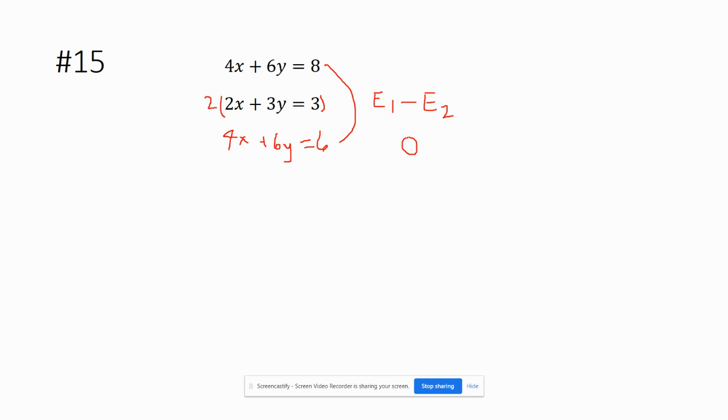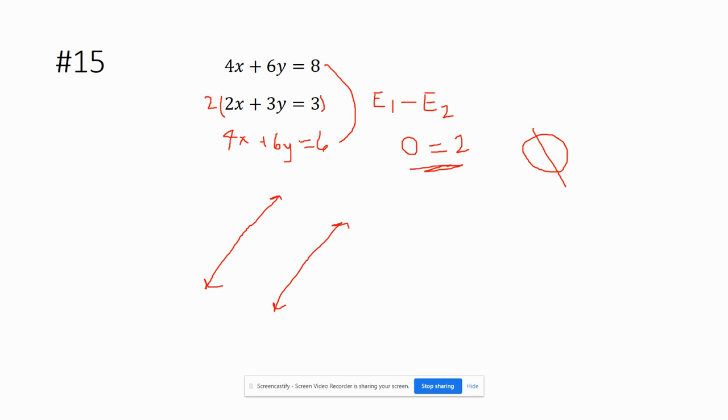So we get 0 on the left side. And then 8 minus 6 is 2. And so we get this false statement, which means that there is no solution. And the sign for that looks like this. It's the empty set. Now, if that doesn't really make much sense to you, just think back to our inconsistent system. This means that the lines are parallel. That means they never cross.